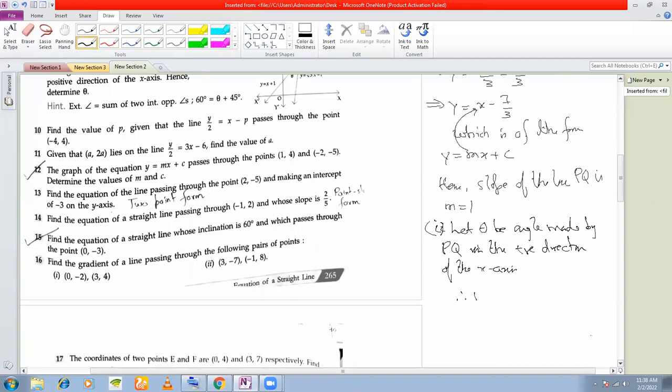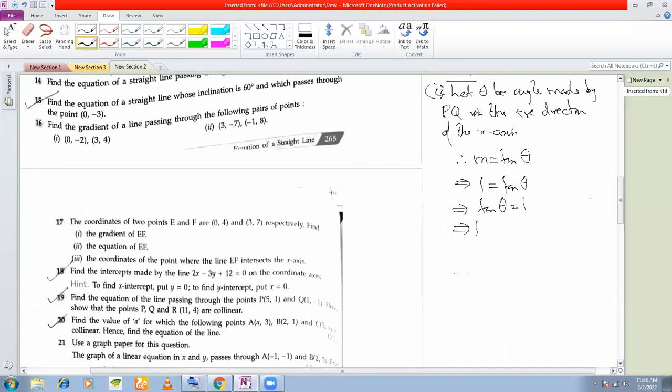So therefore, m must be equal to tan theta. And what is m here? We have found 1. So that means 1 is equal to tan theta. That means tan theta is equal to 1. That means tan theta is equal to tan 45. That means what is the angle made in the positive direction of the x-axis? It is 45 degrees. And this is your answer. Okay, so I'll stop here.